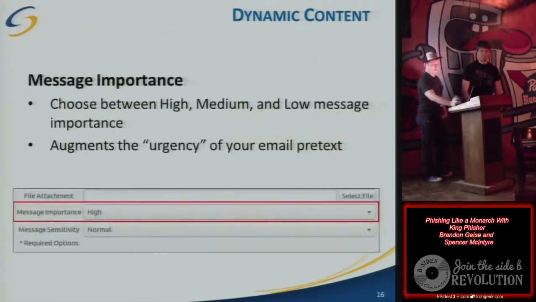Another option is message importance. So you can specify how important you want your message to be. In Outlook especially, I know, you'll get an email that says high importance. It has the red exclamation point. You can set that, or you can set it to medium or low. So you can augment that to your email pretext, sending out an email saying, read this immediately, or I need this done by the end of the day. If you mark it as high, it just kind of adds to the legitimacy of your email.